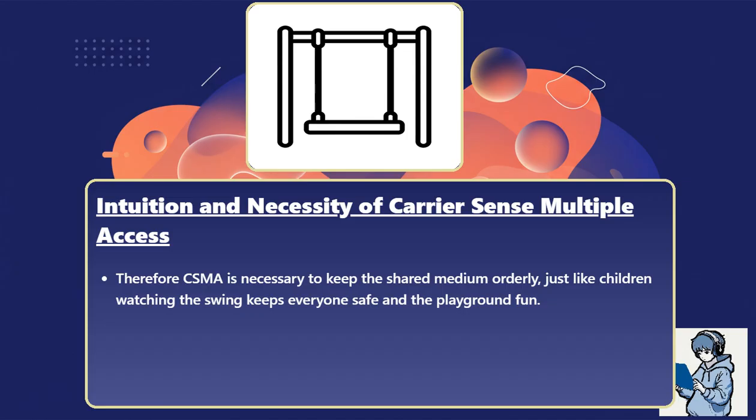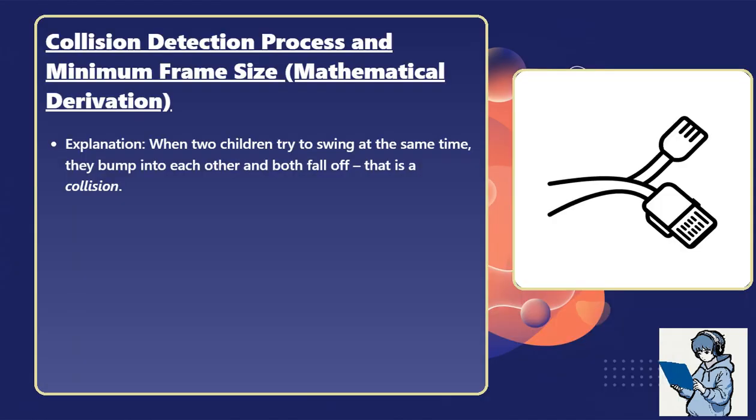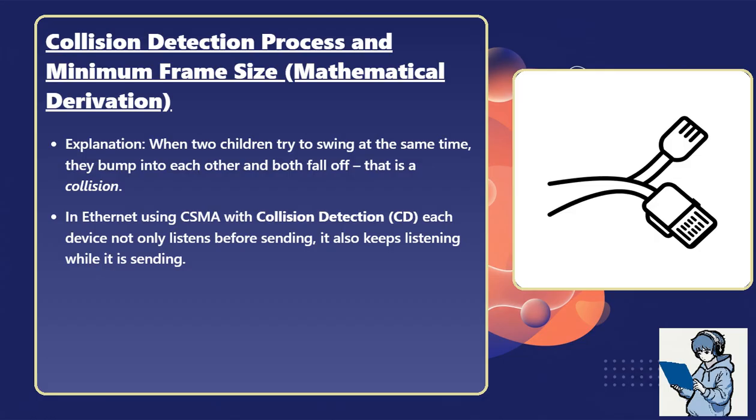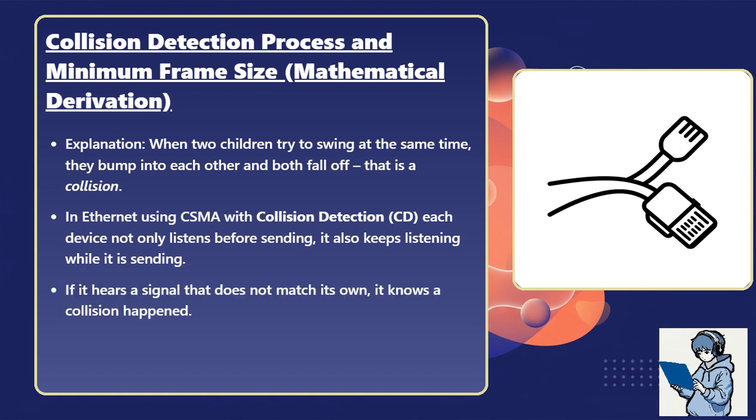the playground fun. When two children try to swing at the same time, they bump into each other, and both fall off. That is a collision. In Ethernet, using CSMA with collision detection, CD, each device not only listens before sending, it also keeps listening while it is sending. If it hears a signal that does not match its own, it knows a collision happened.